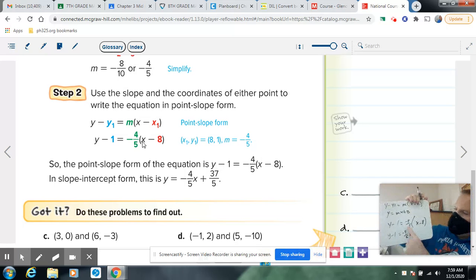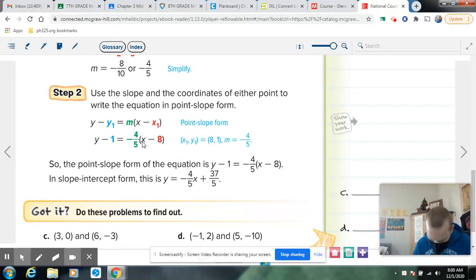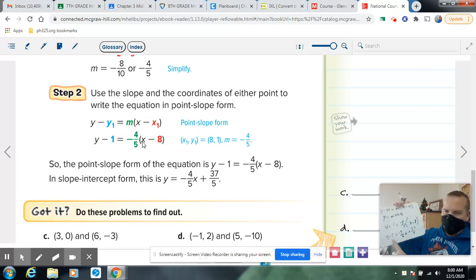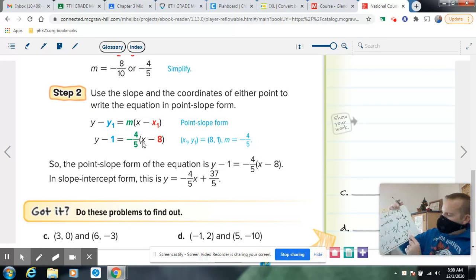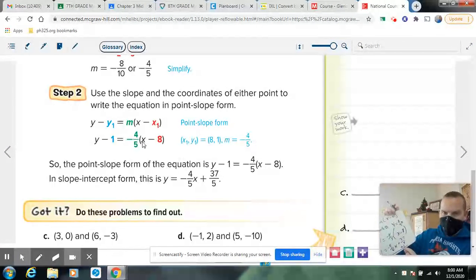Then we have to take negative 4 fifths times negative 8. And that's where they got their answer of 37 over 5. And then the last step. Notice that negative 1 is on the left-hand side. We need to move it over to the right, so we have to add 1 to get our final answer of y equals negative 4 fifths x, and then we add 37 over 5 plus 1 to get my answer.